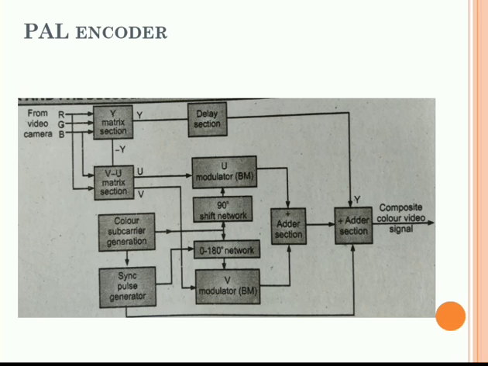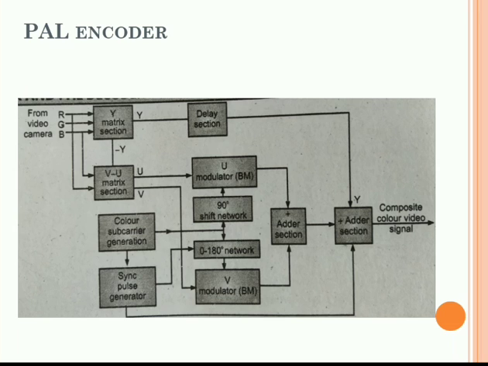Now we will see the PAL encoder. What is actually the PAL encoder, and what are the blocks present in it? As you can see in the diagram, the first is the video camera. Whatever you capture in the video camera, there will be three signals, R, G and B signals. They will be given to the Y matrix section here. After that, the Y signal will be given to the delay section. We have to provide some delay to that Y signal.